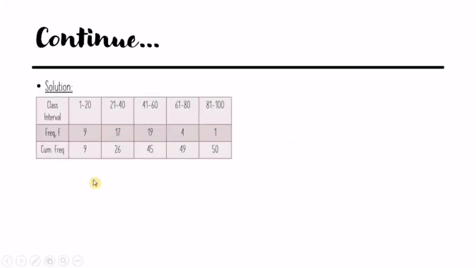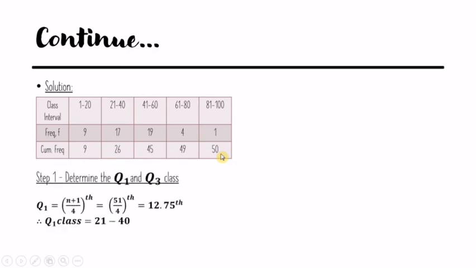Solution. You must first find the cumulative frequency. Step 1, determine the Q1 and Q3. Q1 is 1 over 4 of n plus 1, so 50 plus 1 divided by 4, you get 51 divided by 4, which is 12.75. So the quartile 1 class is 21 till 40, because 12.75 is bigger than 9 but less than 26. So quartile 1 lies in this class, 21 till 40.